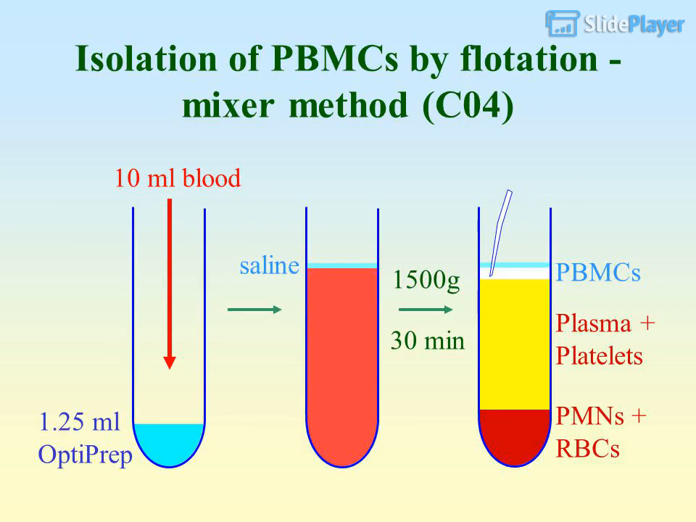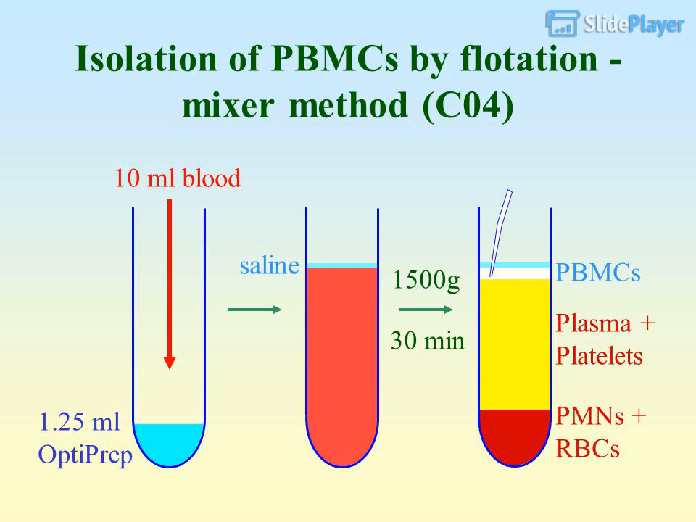Isolation of PBMCs by flotation, mixer method, C04. 1.25 ml OptiPrep, 10 ml blood. PBMCs, PMNs plus RBCs, plasma plus platelets, saline. 1,500 g, 30 minutes. Another strategy which avoids the layering of diluted blood on top of a barrier is to mix whole blood with OptiPrep, as shown in the graphic.